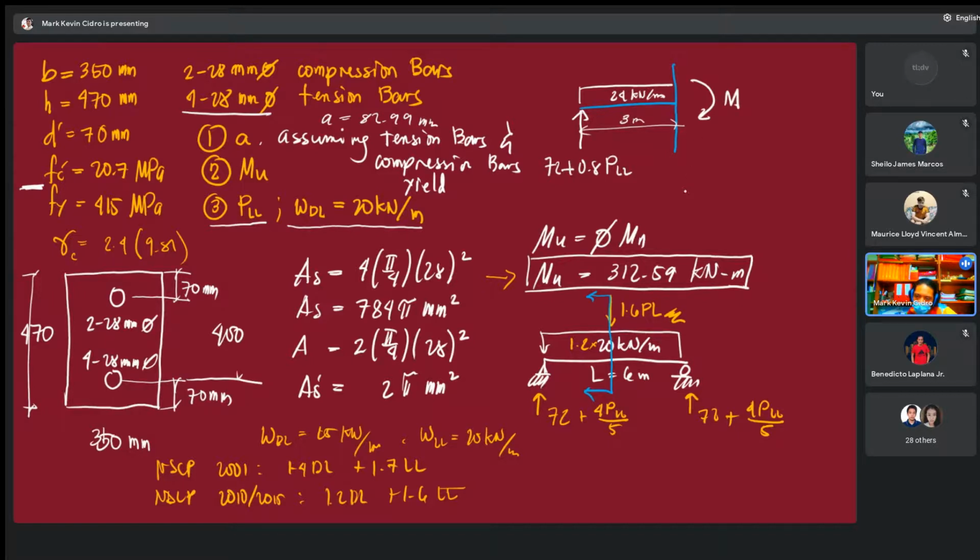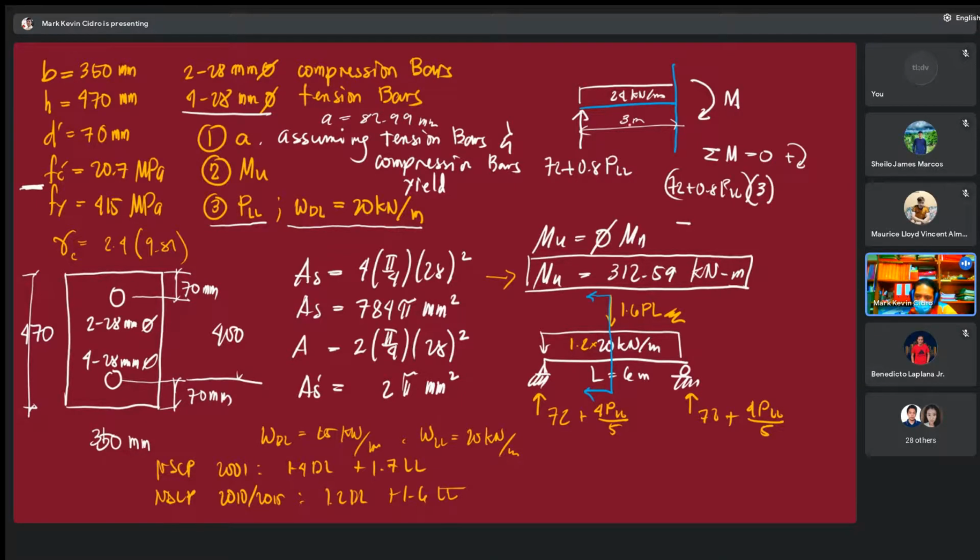How do we get the moment? Summation of moment at the cutting plane. This is your cutting plane. The summation of the moment from this cutting plane should be equal to 0. Taking clockwise as the positive moment, the clockwise moment is 72 plus 0.8 PLL multiplied by 3 meters.